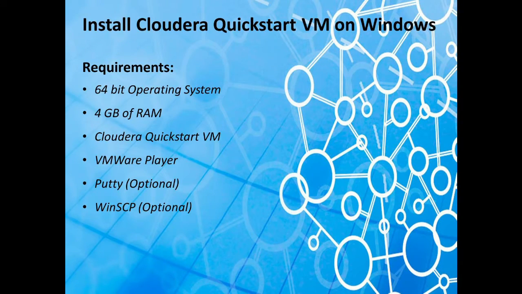Today we are going to see how to install Cloudera Quickstart VM on Windows. You would need a 64-bit operating system with virtualization support, 4 GB of RAM for VM, Cloudera Quickstart VM image for VMware, and VMware Player. You can also have PuTTY, a free SSH and Telnet client for Windows, and WinSCP for file transfer between Windows and VM, and they are optional.